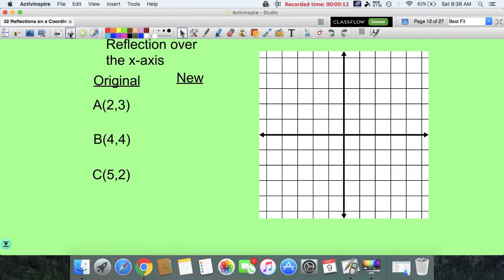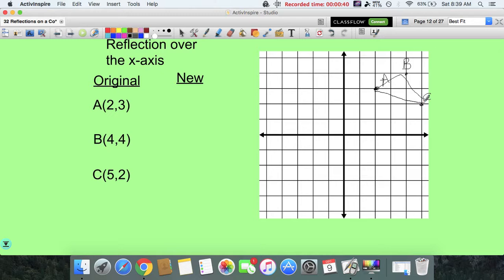So what I'd like you to do is plot these 3 points over on your coordinate plane. Point A is 2 over, 3 up. Point B is 4 and 4. And point C is 5 and 2: 5 over, 2 up. Connect the dots so you get a triangle here.